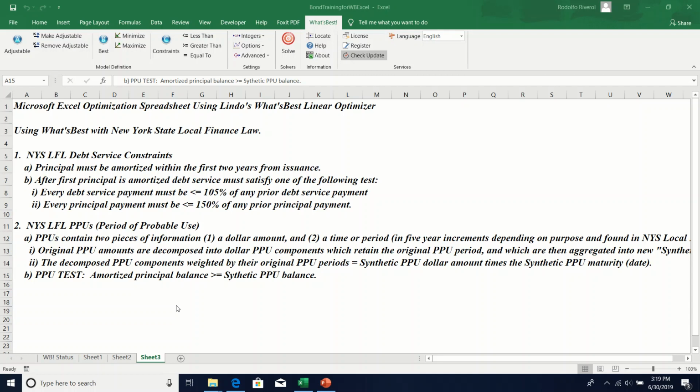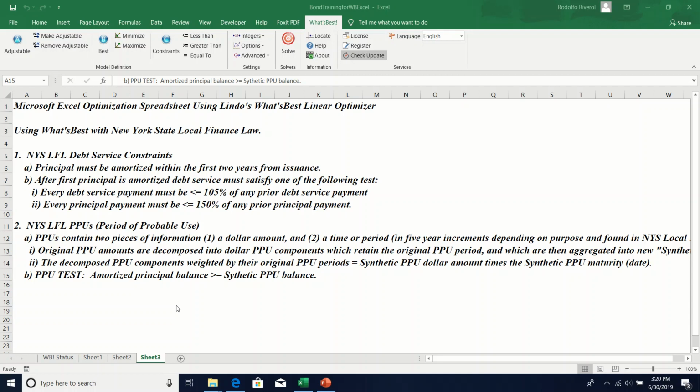So you might have a 5-year, $50 million PPU that's added to a 10-year, $50 million PPU. The decomposed PPU components weighted by their original PPU periods has to equal the synthetic PPU dollar amount times the synthetic PPU maturity date. Okay, that's the rule for creating the synthetic PPUs.